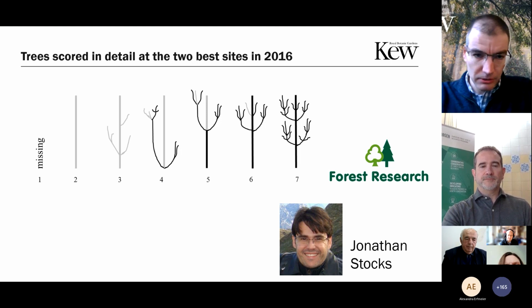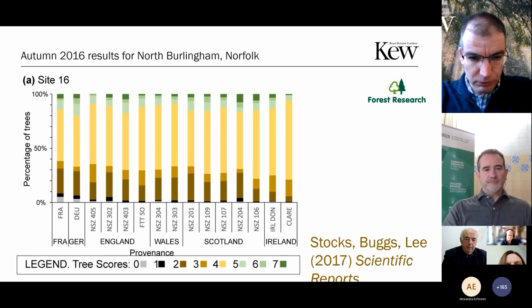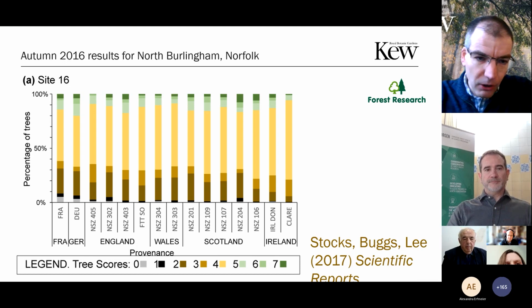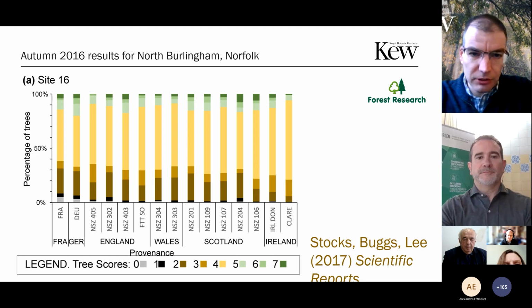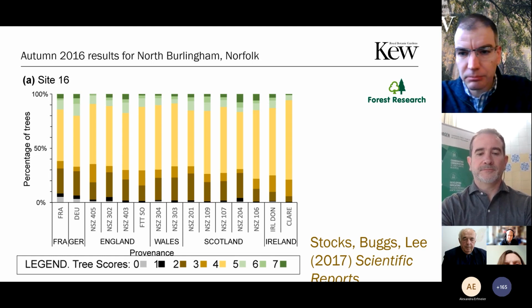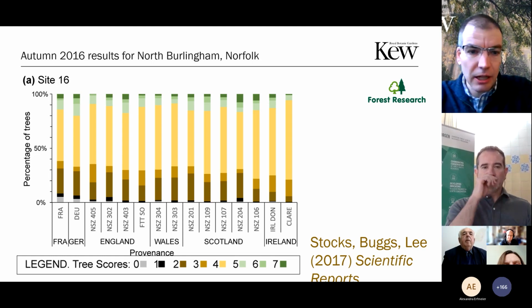And you can see there the different provenances on the horizontal axis of these trees, mainly from the UK, but some from France, Germany, and Ireland. And you can see the different scores. So every provenance did have some trees that remained healthy.